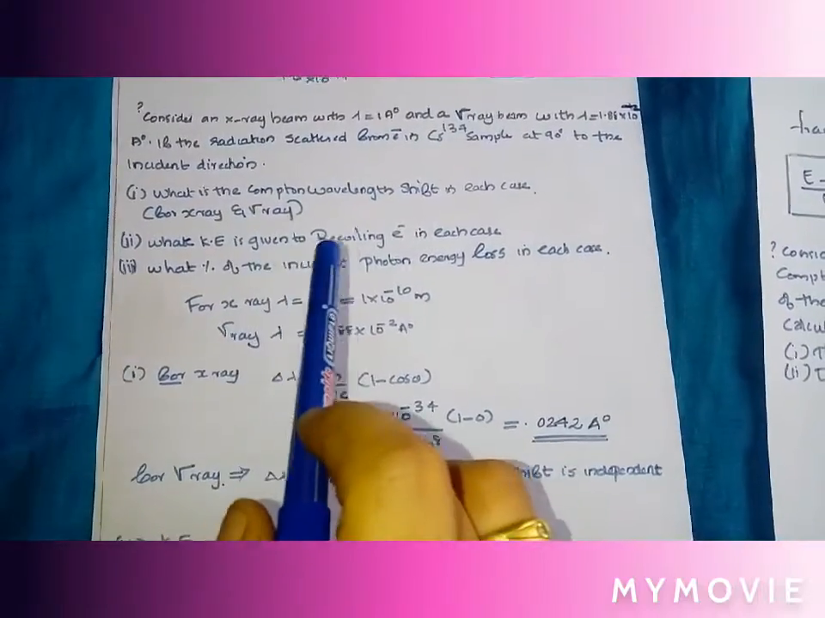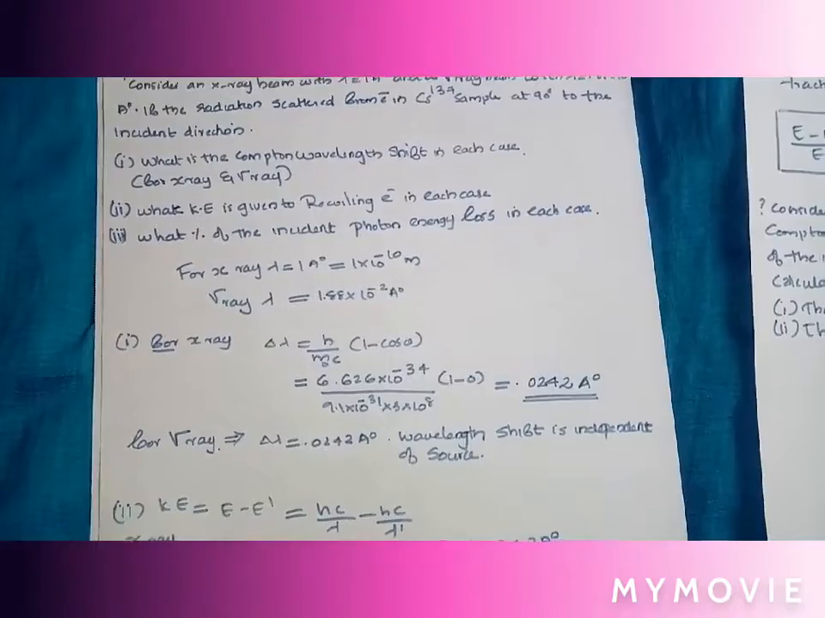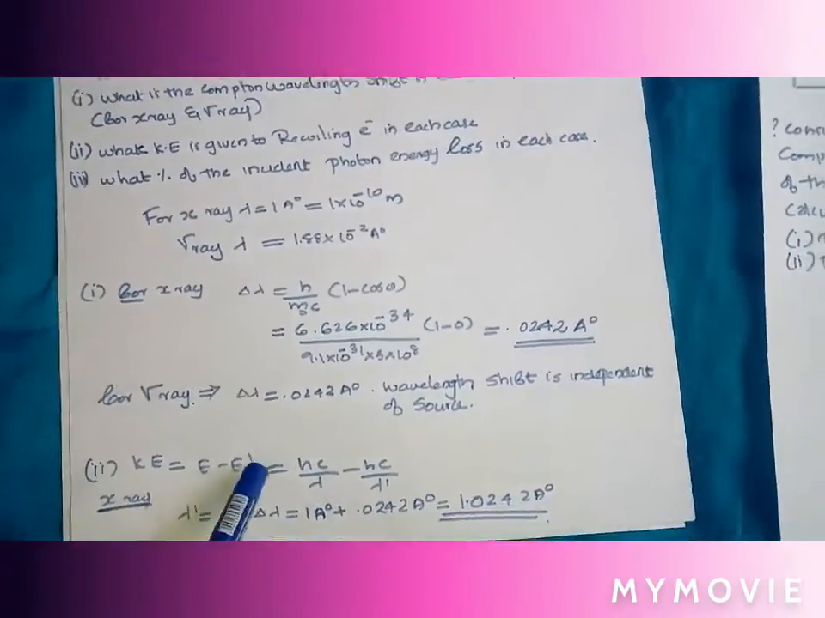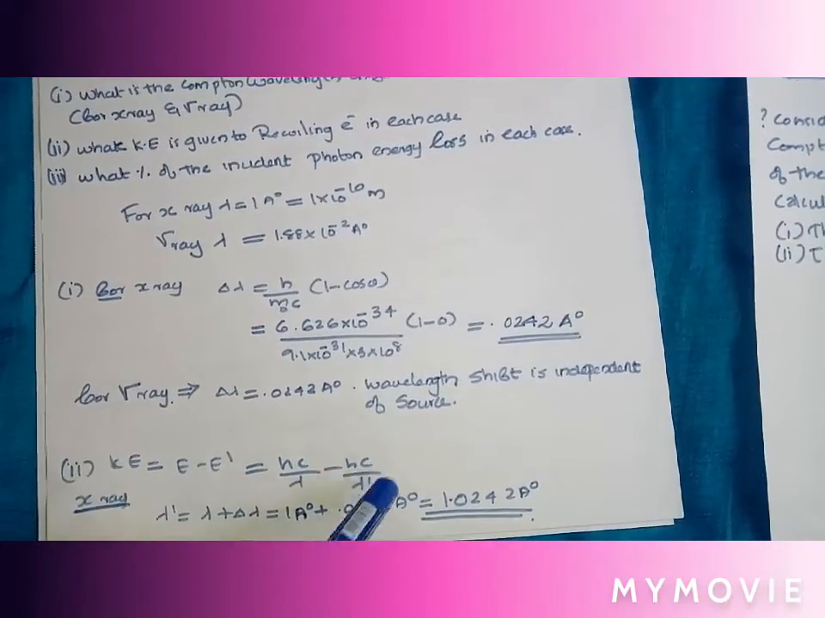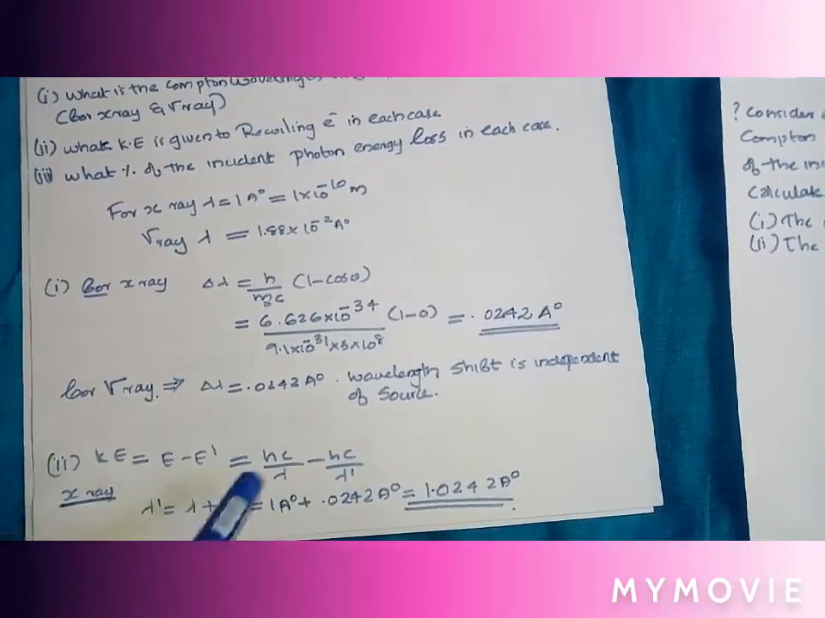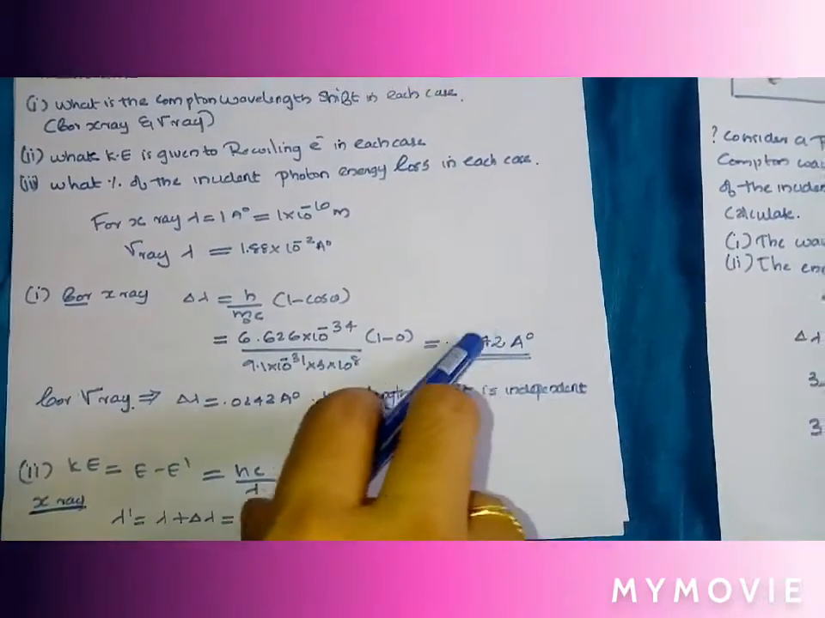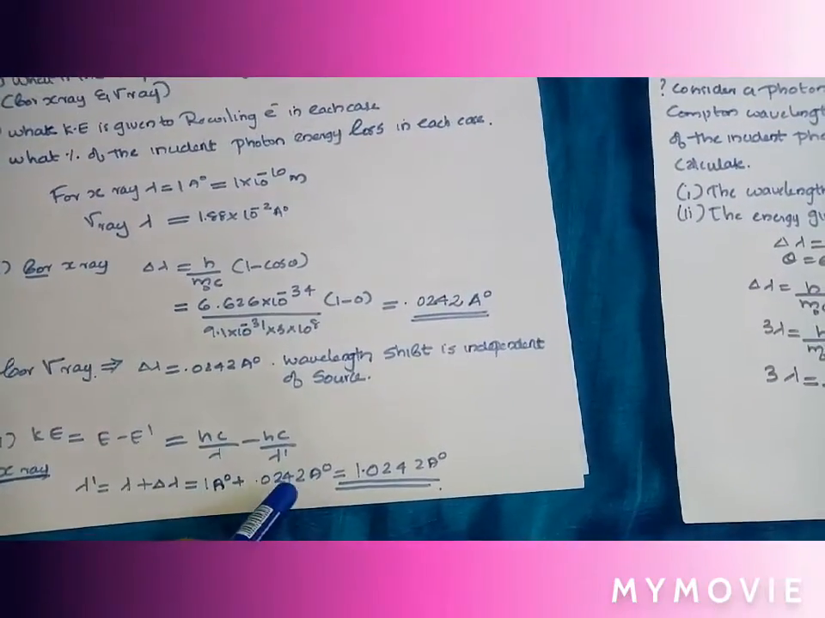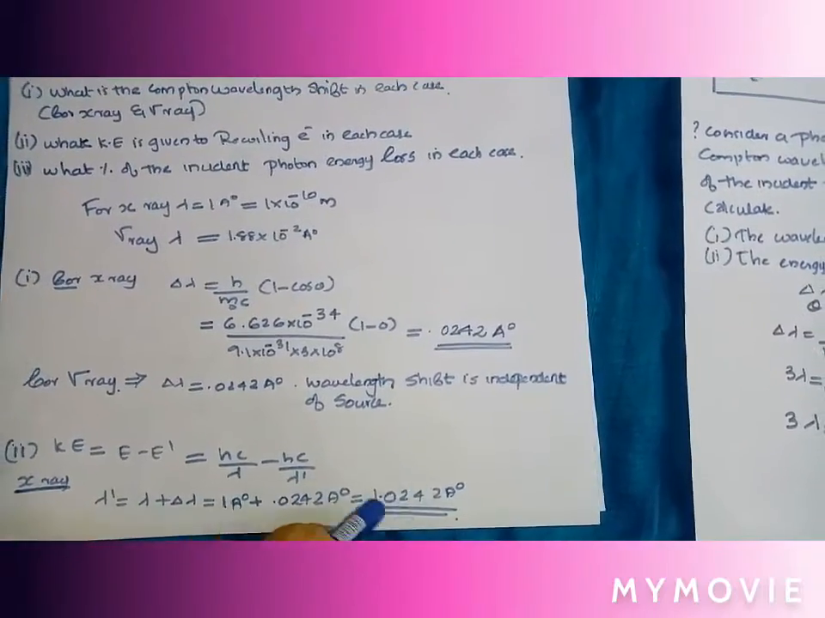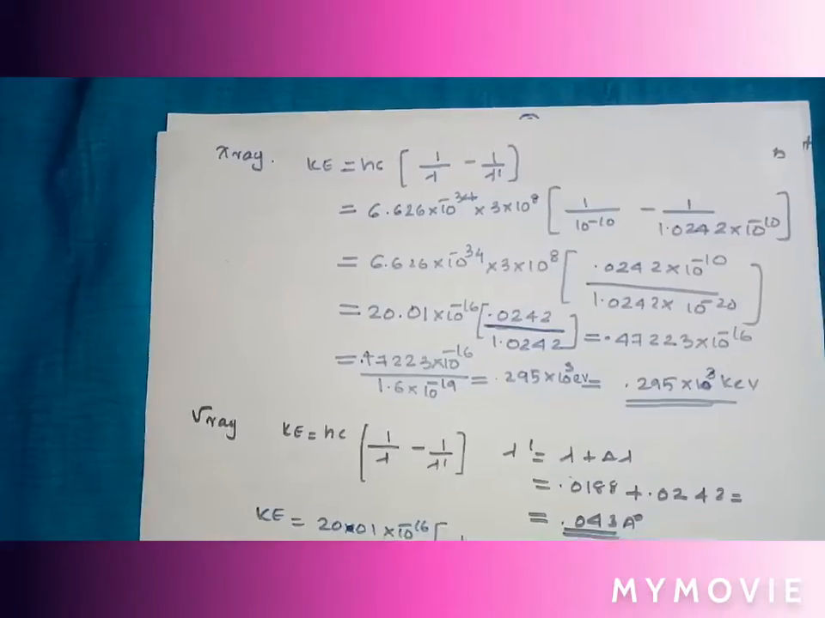Next question, that is the kinetic energy given to the recoiling electron in each case. Kinetic energy, we know, is the difference in incident energy minus scattered energy, that is E minus E prime, that is hc by lambda minus hc by lambda prime. Lambda is given for each case, but lambda prime we should find, that is lambda prime is equal to lambda plus delta lambda. Delta lambda is given from this data, that is 1 angstrom plus 0.0242 angstrom for X-ray, that gets us lambda prime as 1.0242 angstrom.